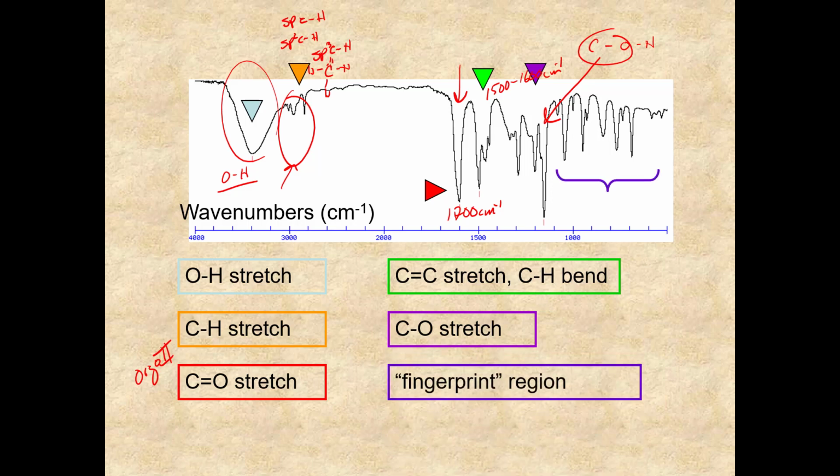The rest of this region, anything below 1200 reciprocal centimeters, is called the fingerprint region. The reason they call it a fingerprint region is because every molecule has a unique fingerprint region. So technically, I could identify the molecule, if it's an unknown, by the fingerprint region. And there are libraries that help us do that.